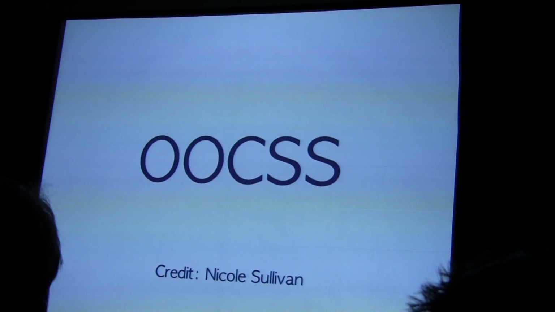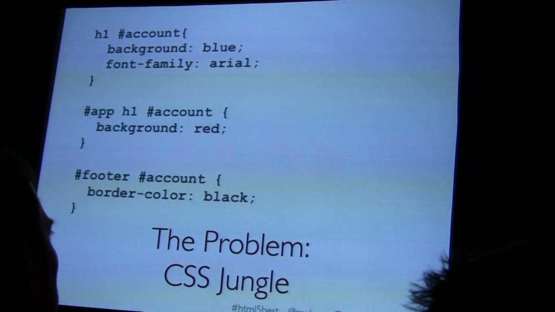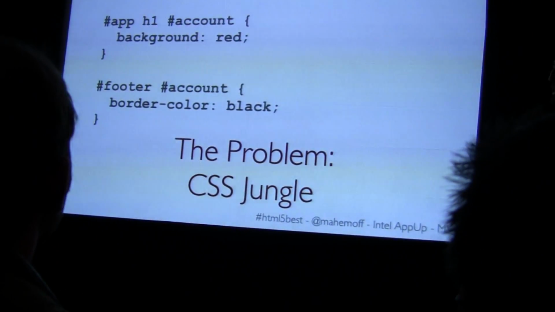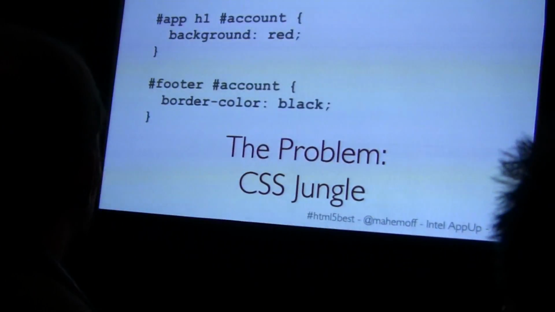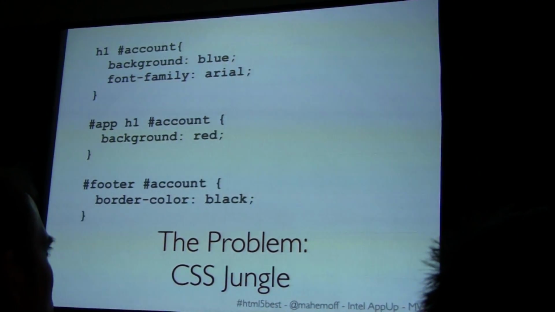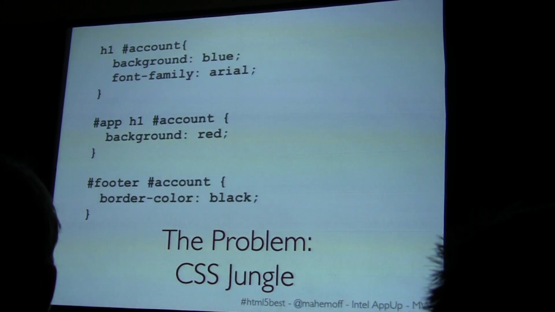OOCSS is a pattern, kind of a convention, that uses CSS in an object-oriented way. And that's really how CSS was intended to be used. But the problem it's trying to get to is you end up with a single element or a single ID like this, an account object, and we're rendering it in all these different ways depending on where it appears inside the application. And it's a real mess.